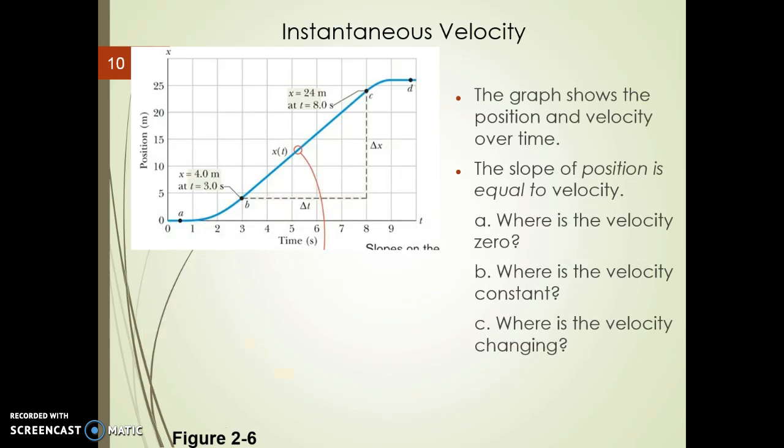So here's an example. We have instantaneous velocity at various different points, a graph of position versus time, and I want you to consider the instantaneous velocity at various different points. So first of all, I want you to tell me, where is the velocity 0? So you have four options: point A, point B, point C, and or point D. Where is the velocity 0? Where is the velocity constant? And where is the velocity changing? Write it on a piece of paper, pause the video, and then we'll check.